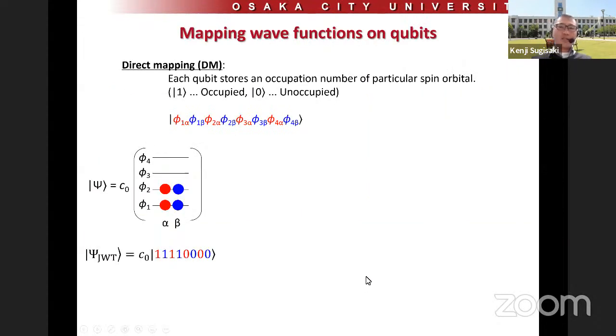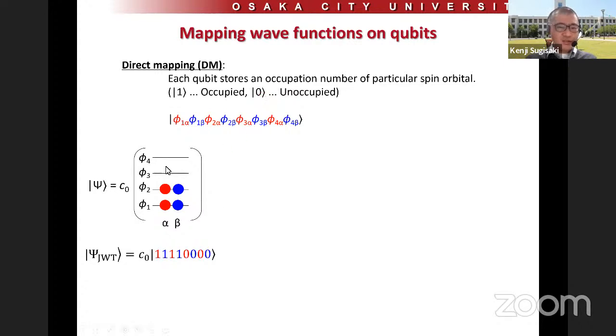The simplest wave function mapping approach is the direct mapping. In the direct mapping, each qubit stores the occupation number of a particular spin orbital. So if the wave function has n spin orbitals, we need n qubits to map the wave function. The qubit should be in the one state if the corresponding spin orbital is occupied, and in the zero state if it is unoccupied.